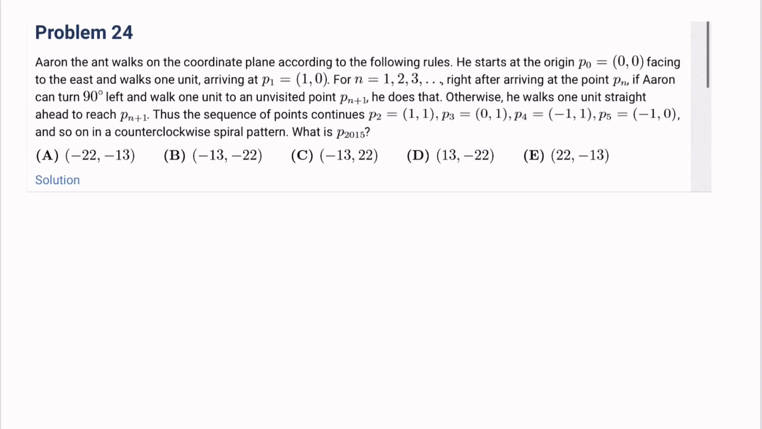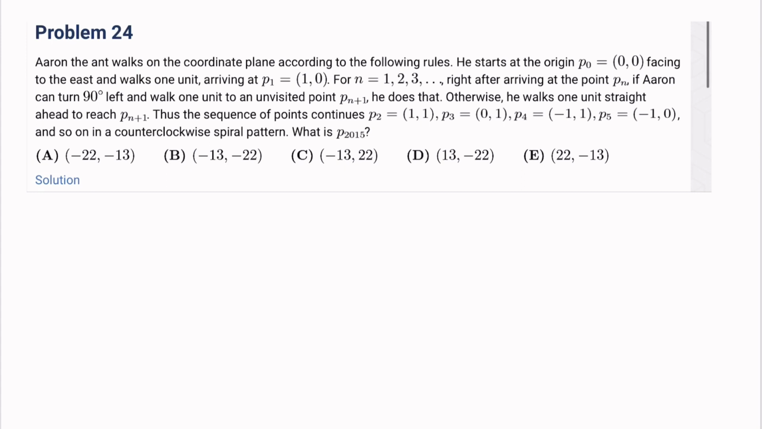Number 24, Aaron the ant walks on the coordinate plane according to the following rules. He starts at the origin P0 equals (0, 0) facing east and walks 1 unit, arriving at P1 equals (1, 0). For n equals 1, 2, 3, and so on, right after arriving at the point Pn, if Aaron can turn 90 degrees left and walk 1 unit to an unvisited point Pn plus 1, he does that. Otherwise, he walks 1 unit straight ahead to reach Pn plus 1. Thus, the sequence of points continues P2 equals (1, 1), P3 equals (0, 1), P4 equals (-1, 1), and so on, in a counterclockwise spiral pattern. What is P2015?